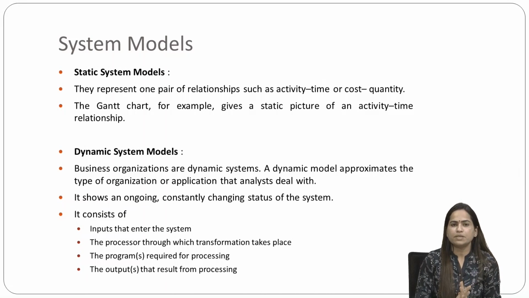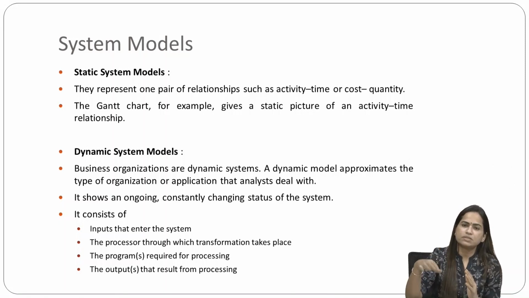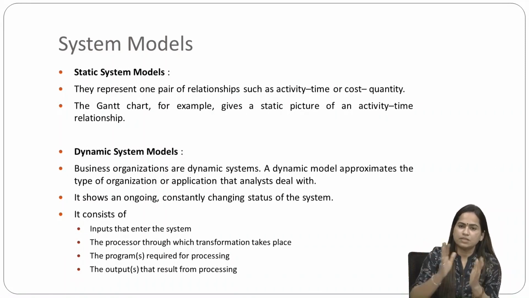Then after we have dynamic system model. Business organizations are dynamic systems. A dynamic model approximates the type of organization or application that analysts deal with. It is showing an ongoing, constantly changing status of the system. Dynamic means changes are there. Static means it will be same as it was made. No changes will be there. And in dynamic system model, we will have constant changing situation as well as changing status.